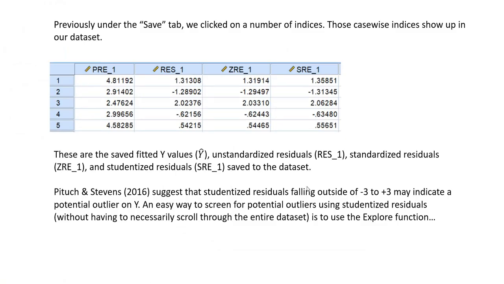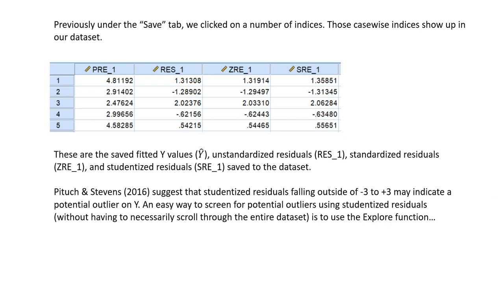Okay, so here, as I said before, we've clicked on the Save tab and we really saved a number of indices to the data set. If you want to evaluate studentized residuals in order to identify cases that might be considered outliers, you can easily do that. You can either scroll down the data set to identify potential problematic cases, or you can do a screening.